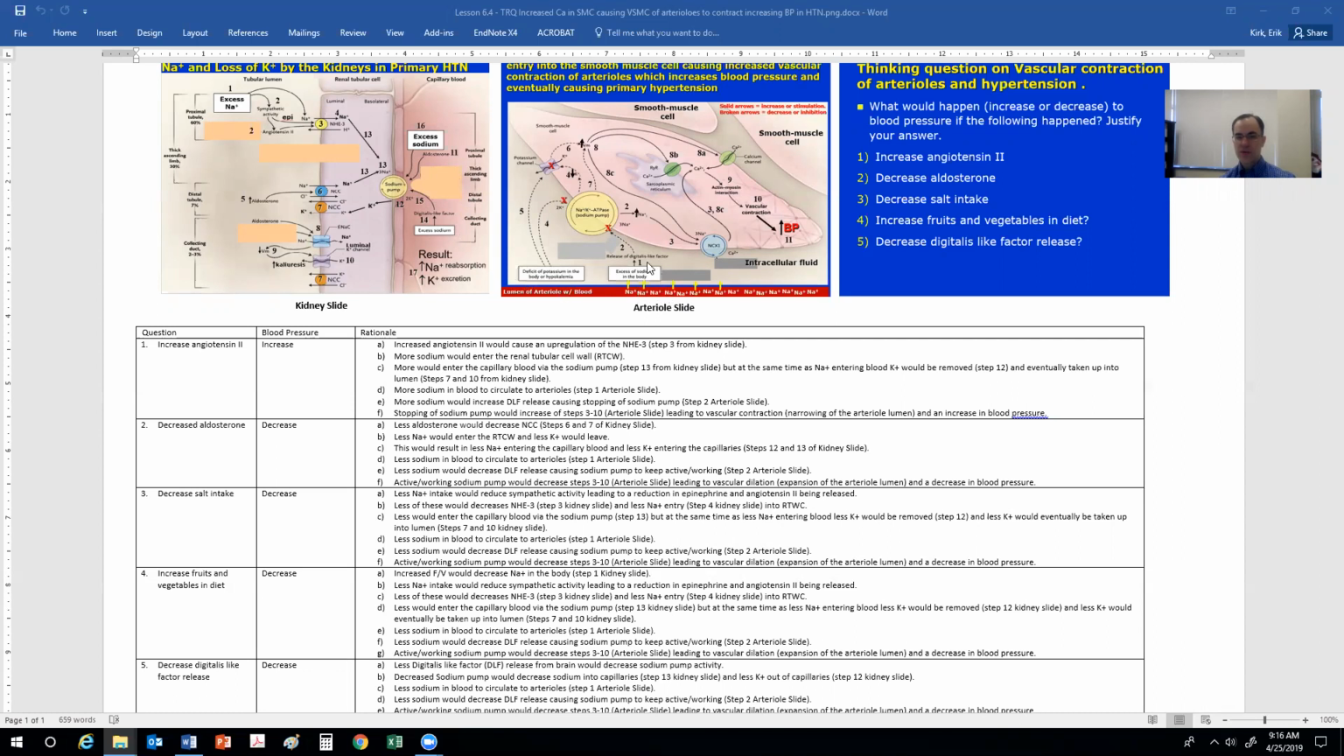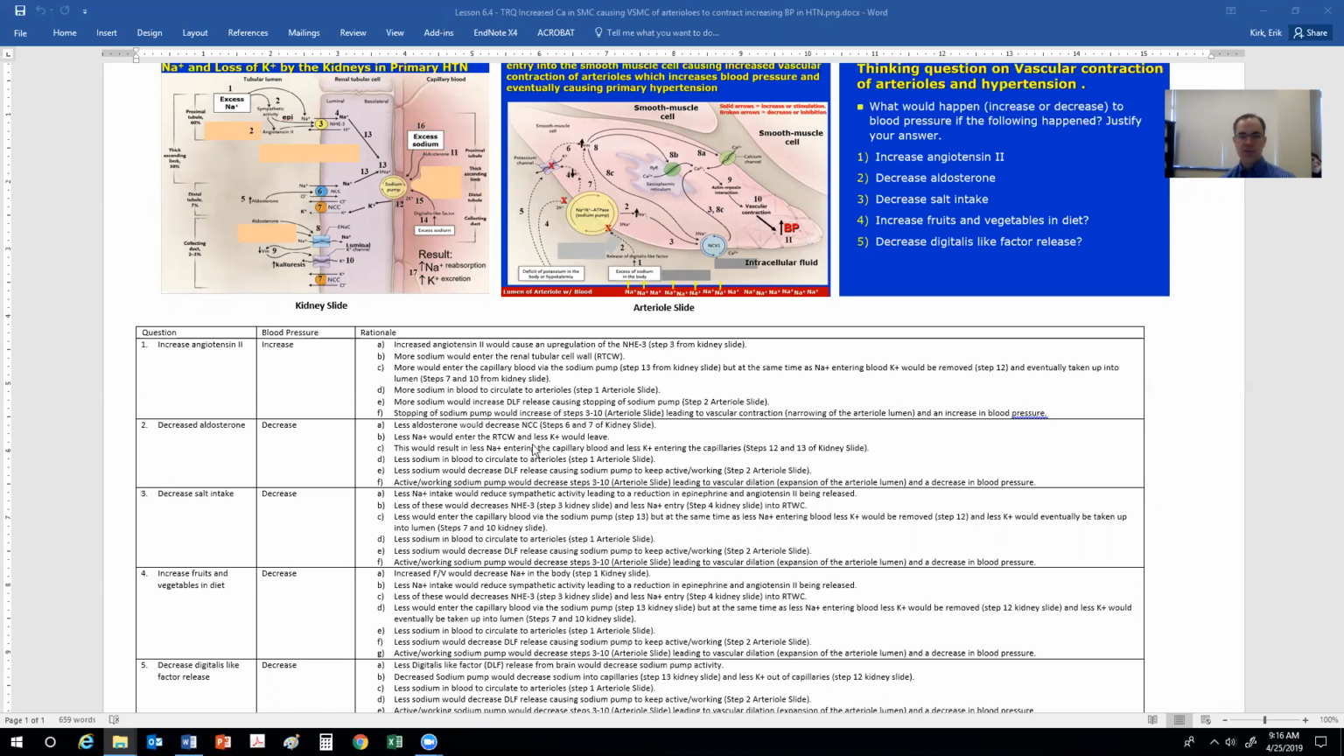Less sodium in the arterioles would decrease the release of digitalis-like factor, which means the sodium pump would not stop. As a result, more sodium would leave the vascular smooth muscle cell, and essentially steps 3 through 10 would be reduced. So you would have less calcium entering the vascular smooth muscle cell, less actin and myosin interaction, less vascular contraction, which means now you would have dilation of the arteriole, meaning there's a greater space for the blood to move through, and therefore you would have a decrease in blood pressure.